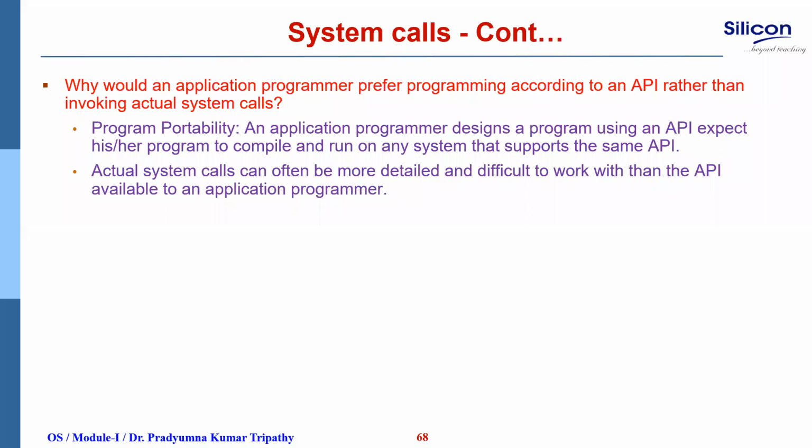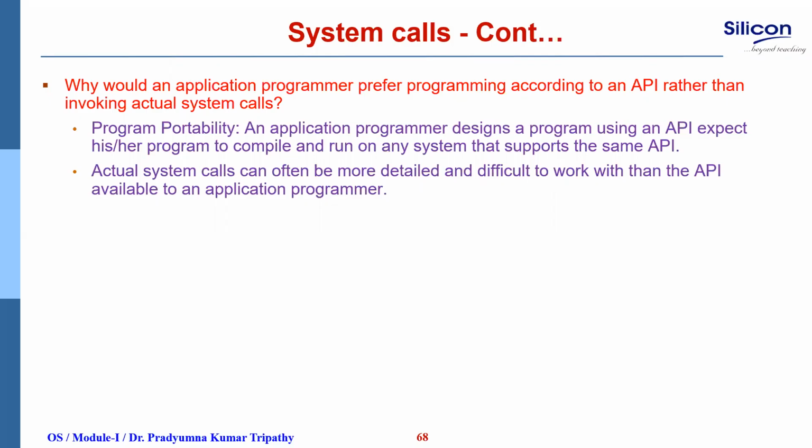A programmer who designs a program using an API expects his or her program to compile and run on any system that supports the same API. When a programmer is writing a program, he expects that it should run on any other machine where the same API is present.